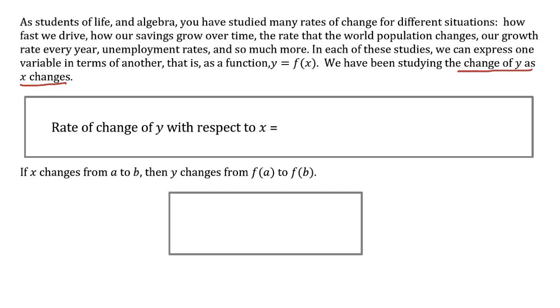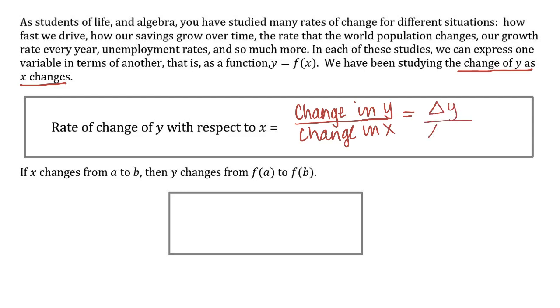So the rate of change of y with respect to x is, you're going to see it written out, change in y. So we're going to talk about a change in y, and we're going to compare that to our change in x. That's the whole idea here. And if you've spent any time in physics, you've seen delta to imply the change. And so that's what we're going to be looking at here. So we're going to have delta y over delta x.